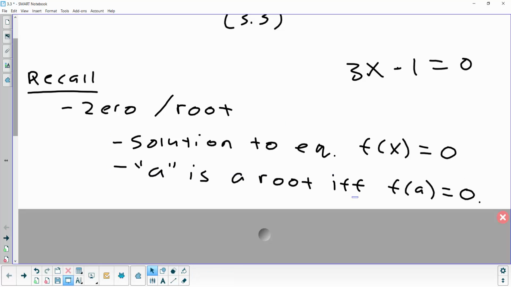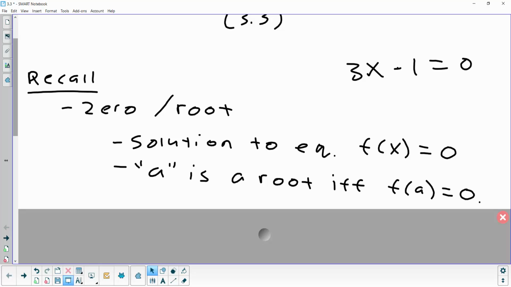This abbreviation right here, IFF, stands for if and only if. If and only if is a statement you can read forwards and backwards. In geometry, you learn that as the converse, and it's true. So let me read this statement both ways. Let me read it out kind of a long way.